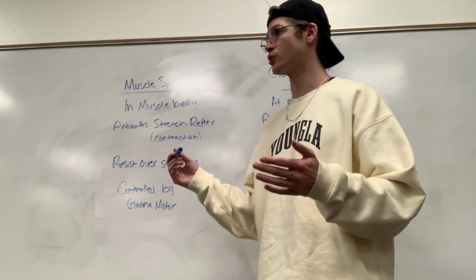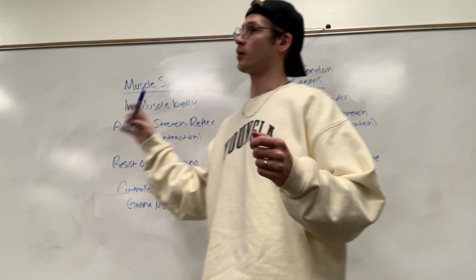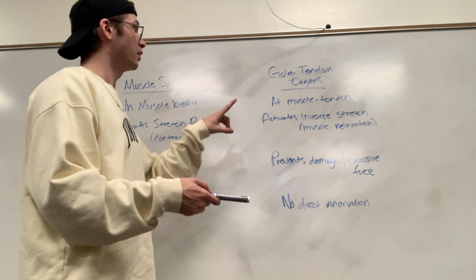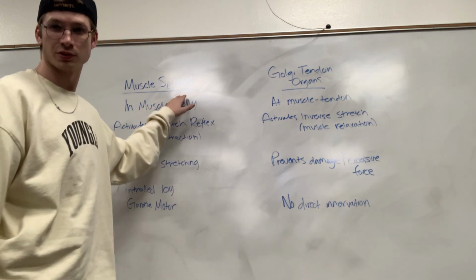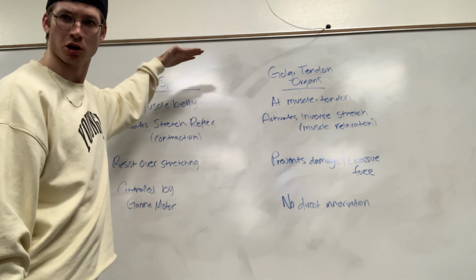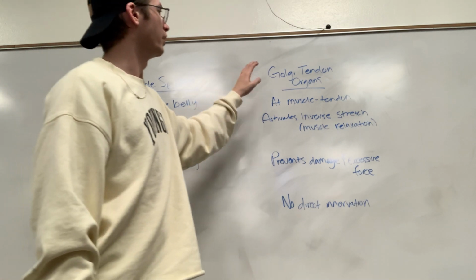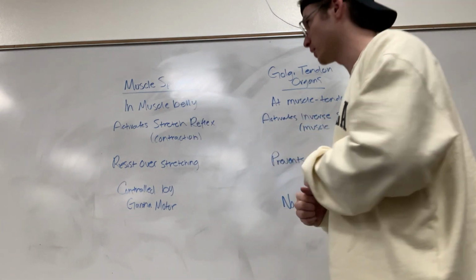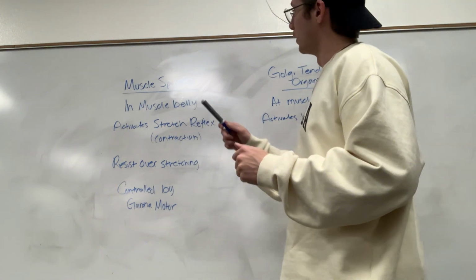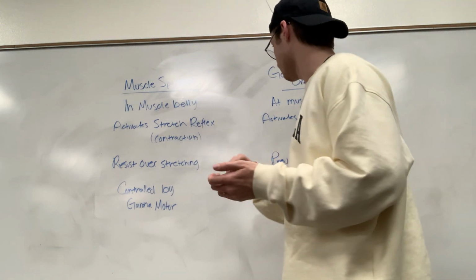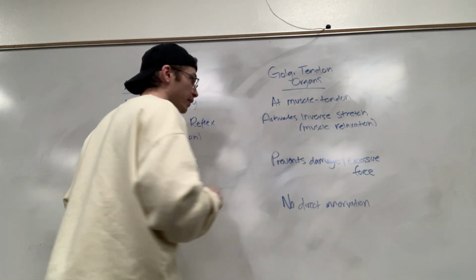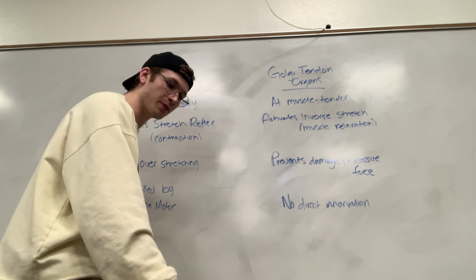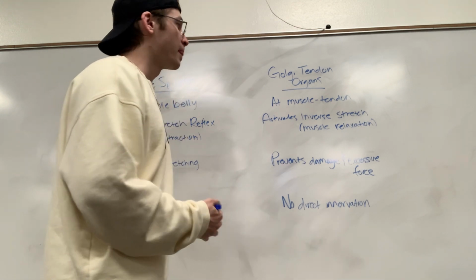Quick recap to finish off. We're talking about stretch reflexes and Golgi tendon reflexes. We have our muscle spindles for our stretch reflexes. Can't see that spindle. And then Golgi tendon organs. I just wrote down the differences between the two really quick to finish off. Muscle spindles are in the muscle belly, whereas our Golgi tendon organs are going to be at the site close to where the tendon and the muscle attach.